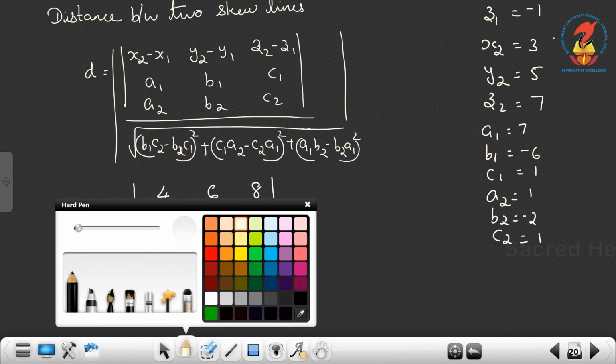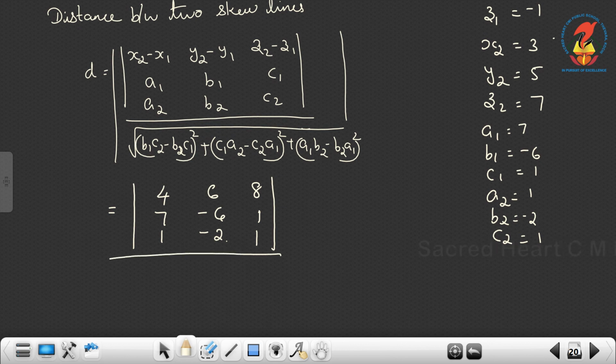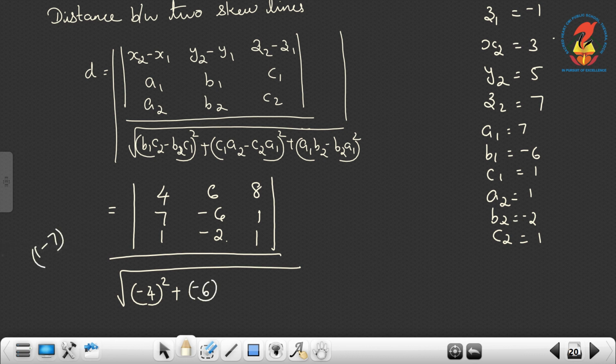Okay. Then by root of cross multiply: minus 6 plus 2. Okay. b1 c2 minus b2 c1, minus 6 plus 2 whole square. That is minus 4 square plus then c1 a2. c1 is this one. c1 a2 minus c2 a1, 1 minus 7 whole square. That is minus 6 square plus 7 into minus 2, that is minus 14 plus 6, and it's minus 8 square.